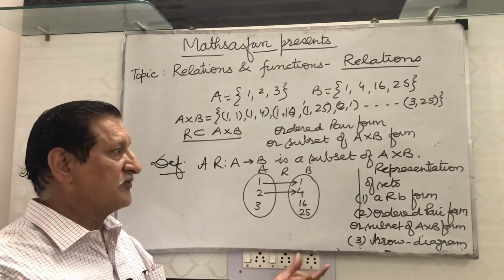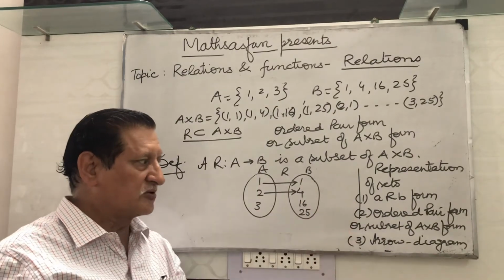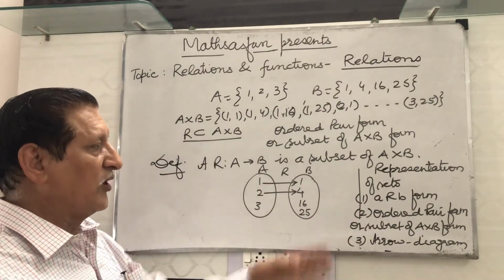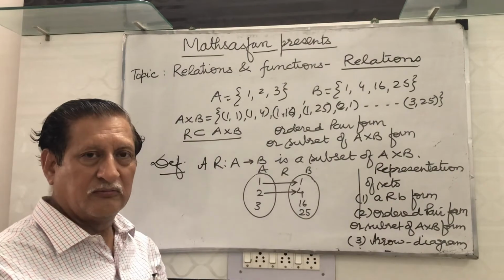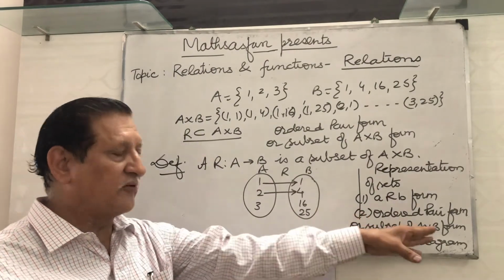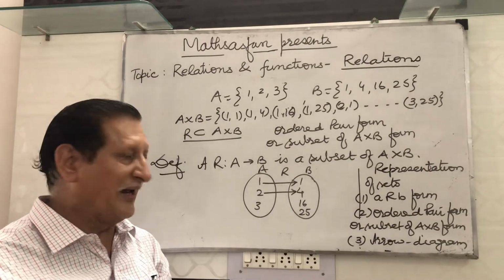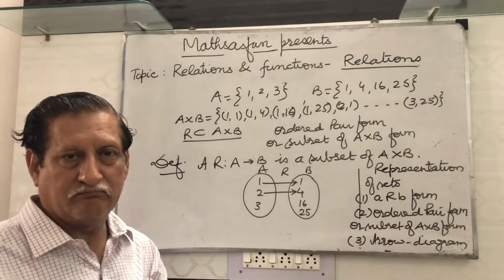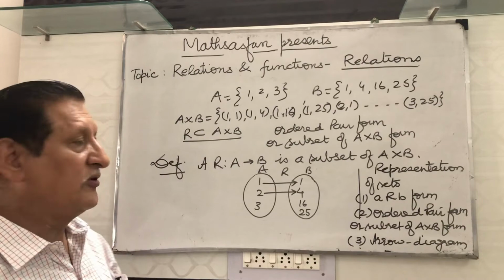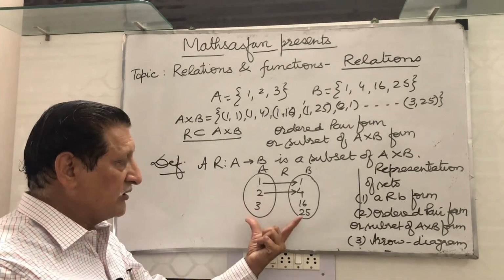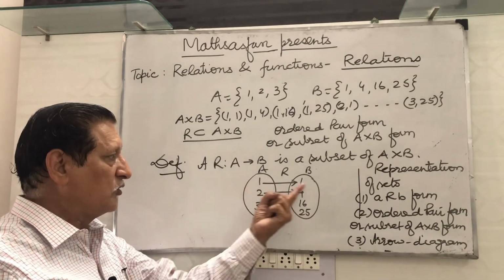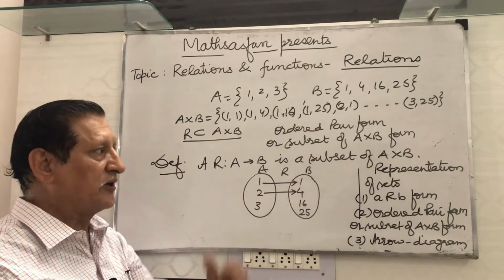About the relation, we have found three methods of representing it. One was ARB form, second, I told you, ordered pair form, or we call it subset of A into B form, and third, I told you about the arrow diagram. One more thing we have to know: in the arrow diagram I have connected 1 to 1 and 2 to 4 according to this particular condition.